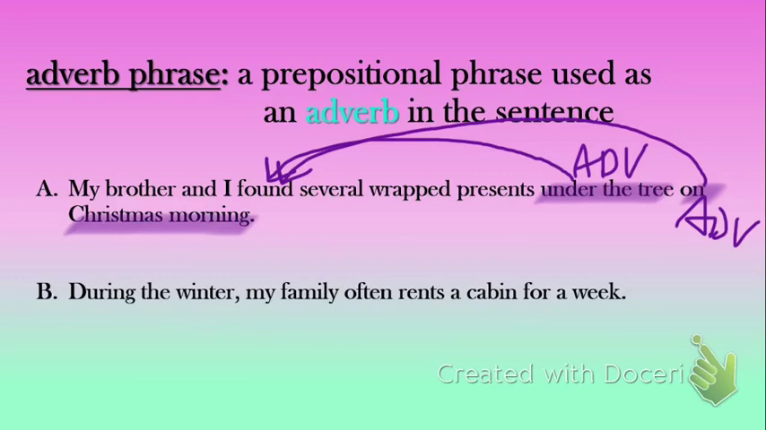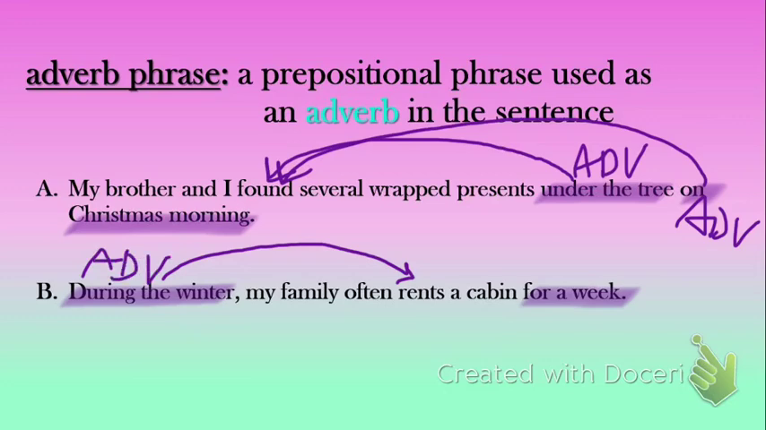In sentence B, during the winter, my family often rents a cabin for a week. We're looking for prepositional phrases in the sentence. So we can see one here at the beginning of the sentence, during the winter, and for a week here at the end of the sentence. When we start looking at their role in the sentence, what is the function of that prepositional phrase? During the winter is telling when we rent, and because it's telling when, it's also an adverb question.